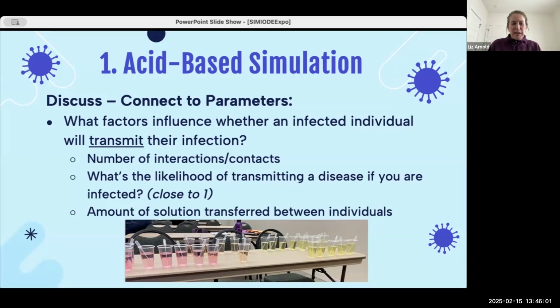And then one of my favorite parts is the students start to talk about the amount of solution that's transferred between individuals. So really getting at this dosage effect. And they love to line up all of their cups at the end based on the clarity of infection, the clarity of not infected. And then you can see in this picture in the middle, there's some that are a color between yellow and pink. And so this leads to a great discussion of the biological processes behind dosage and infection.